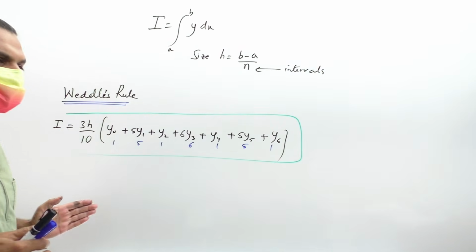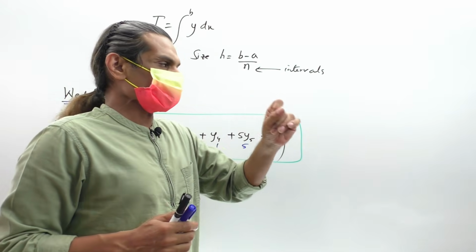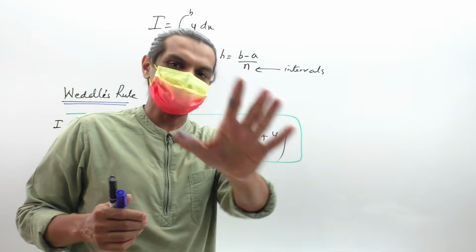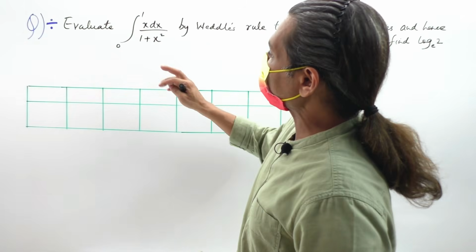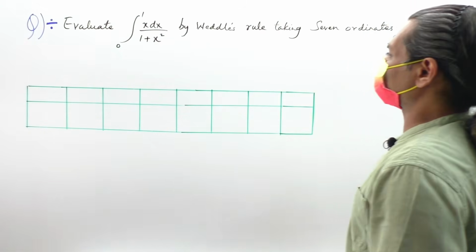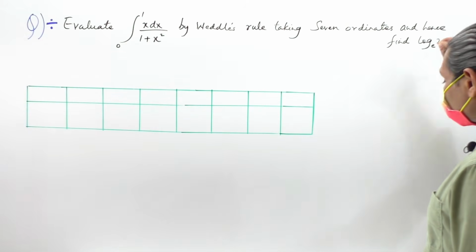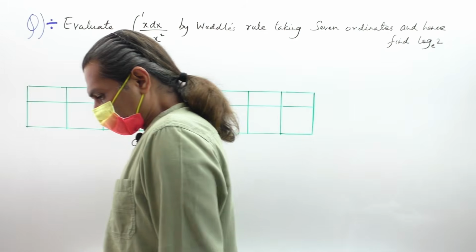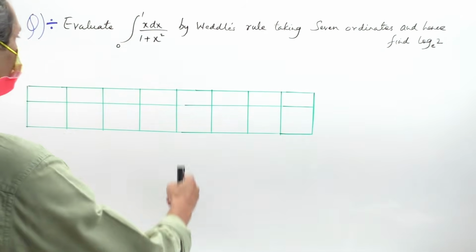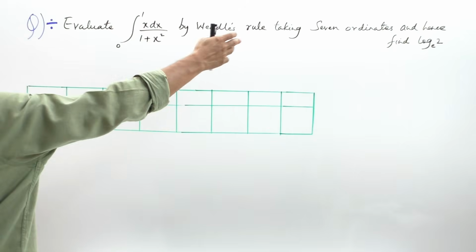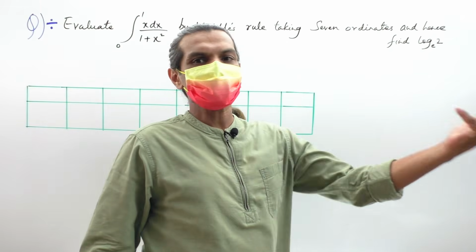Now to understand this Weddle's rule, we will solve a very important examination problem, so that you understand it perfectly and can solve each and every problem. The problem is: evaluate the integral from 0 to 1 of x dx over 1 plus x squared by Weddle's rule, taking 7 ordinates, and hence find log 2 to the base e. A very important question discussed in many examinations. Sometimes they only ask you to evaluate using Weddle's rule, and sometimes they combine it with finding log 2. So we'll solve both of them.